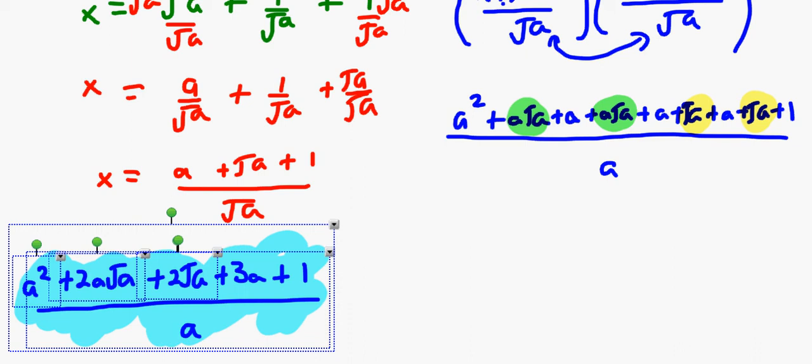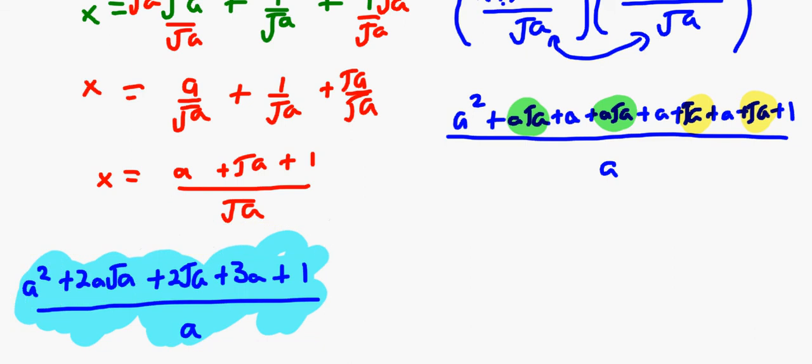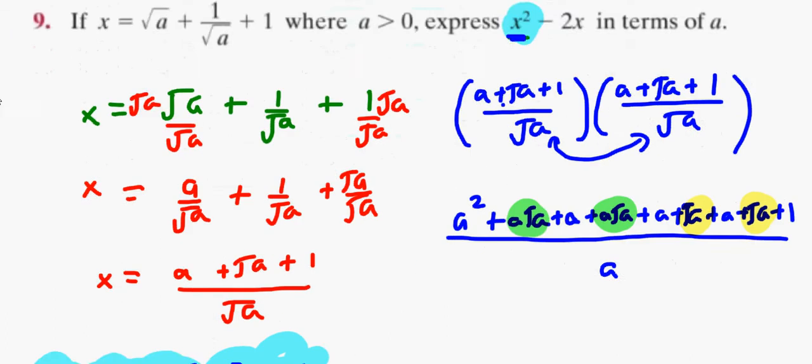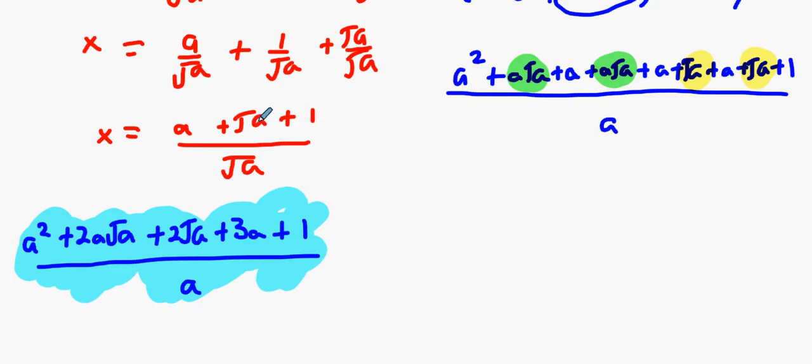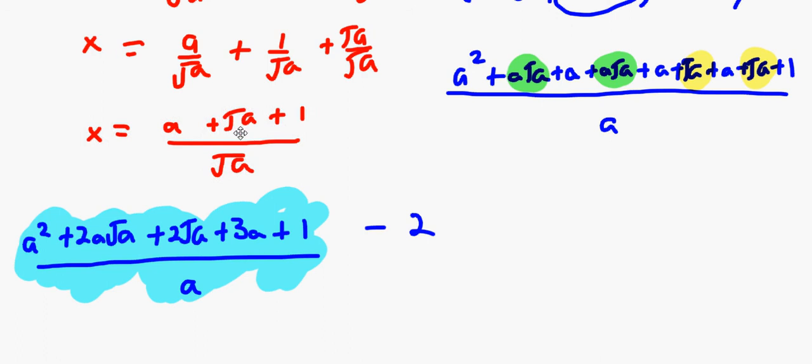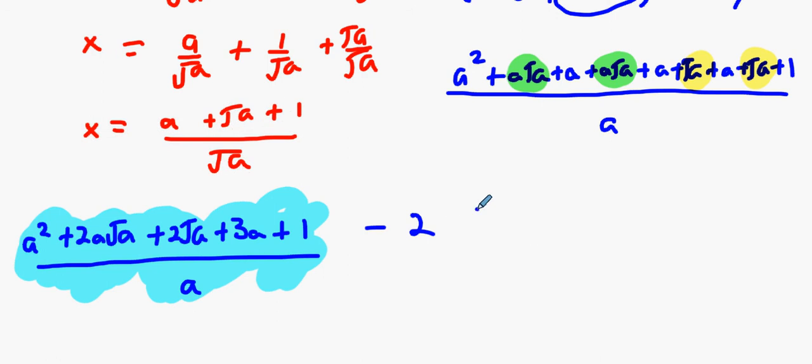Now 2x is here, isn't it? So what can I do at the top? Take away 2x, right? So multiply the top by 2. So minus 2 times, that's separate, no, can't do that. So minus 2 times this here.